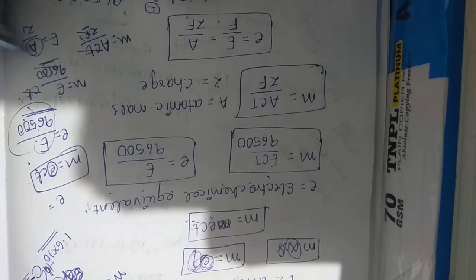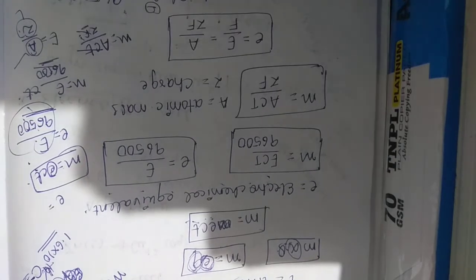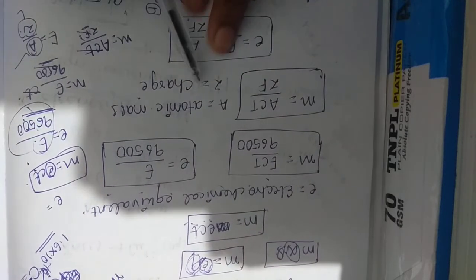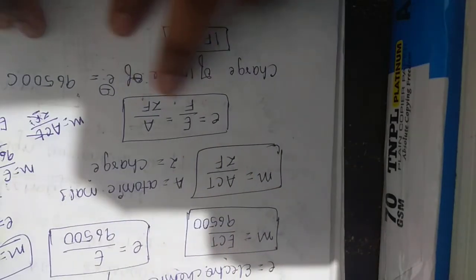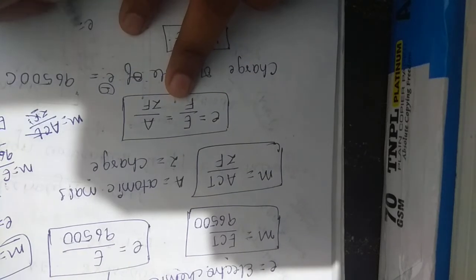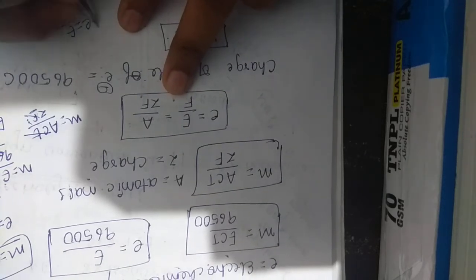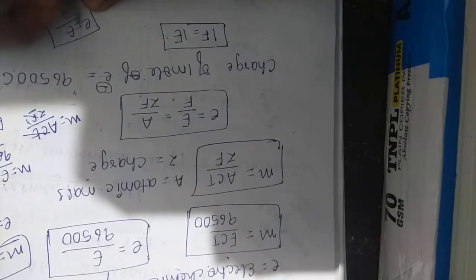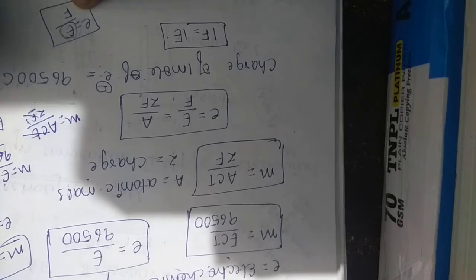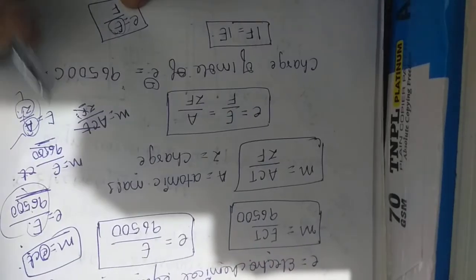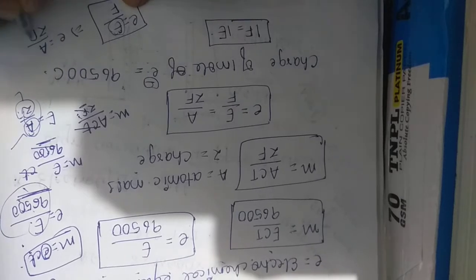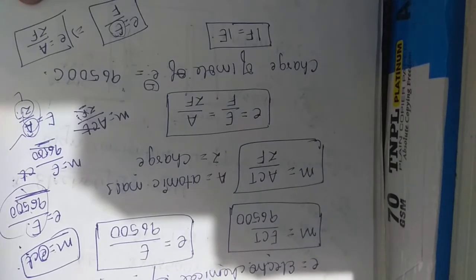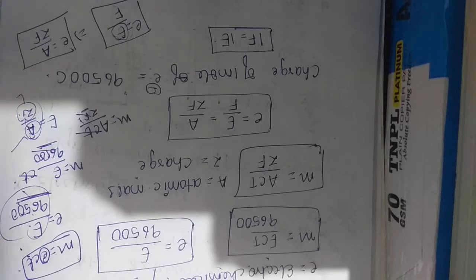Now, what is A? Atomic mass. What is Z? This is the charge. Fine. See, A is the atomic mass, Z is the charge. Now E by F is small e. And what is E? E we have seen here is A by Z. So let's substitute. We get the small e as A by ZF. Okay, these are the formulas.